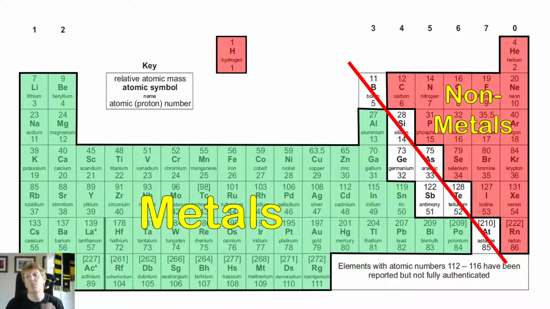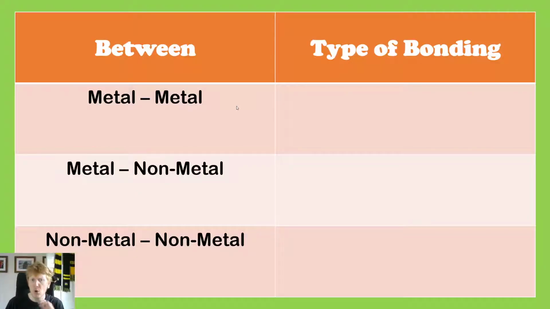Now this is really important because it underpins what sort of bonding occurs. So metal atoms to the left of that line, non-metal atoms to the right of that line. Just don't forget to include that cheeky little hydrogen there, okay? It is a non-metal. All right, so here we go.